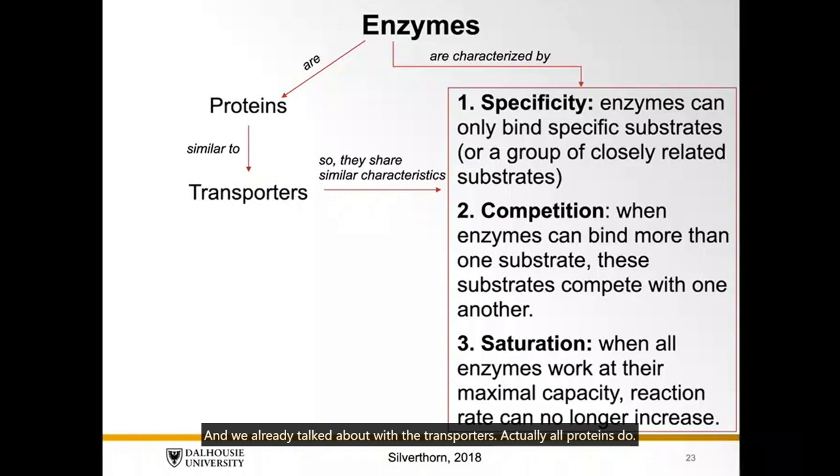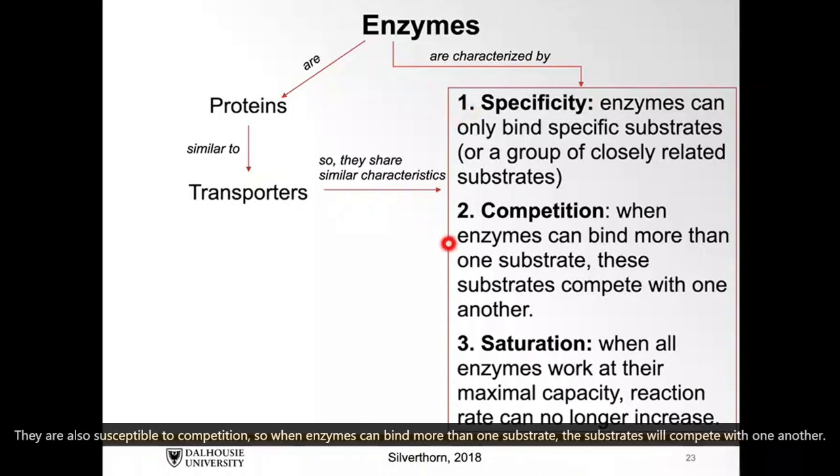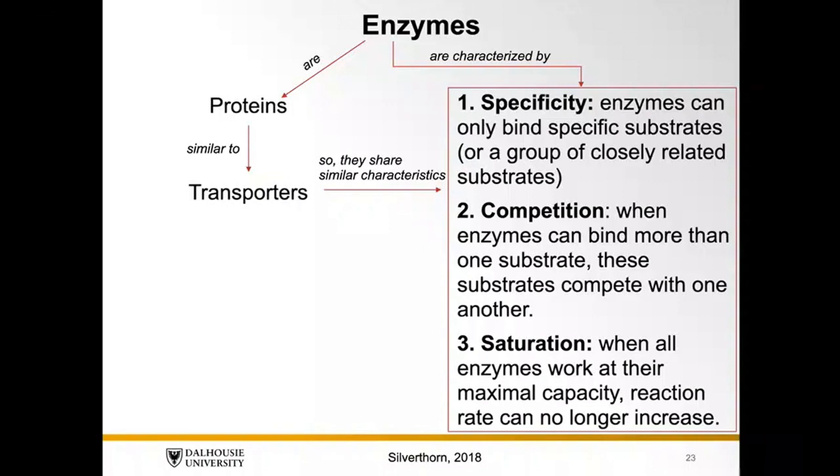Actually, all proteins do. So when you think about enzymes, you should think of them as being specific to substrates. They are also susceptible to competition. So when enzymes can bind more than one substrate, the substrates will compete with one another. We'll see some examples of that. A lot of drugs use these characteristics to their advantage. And they're also susceptible to saturation.